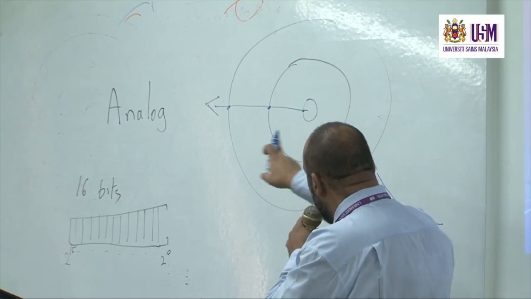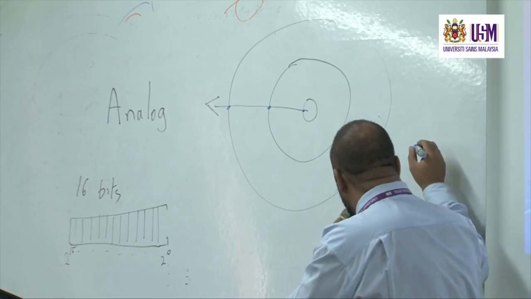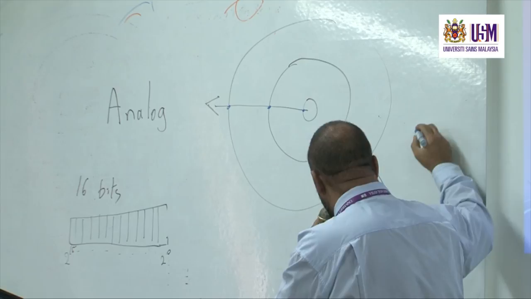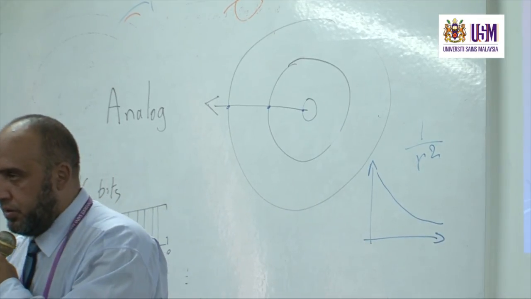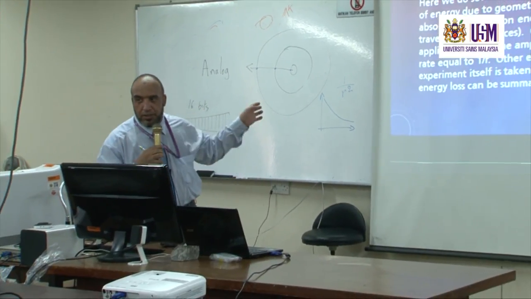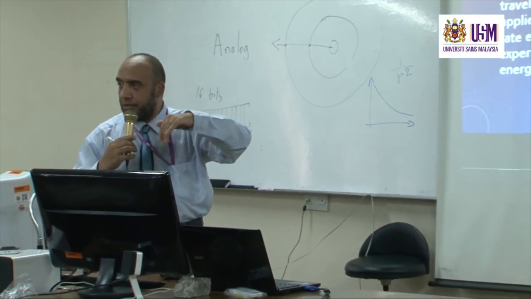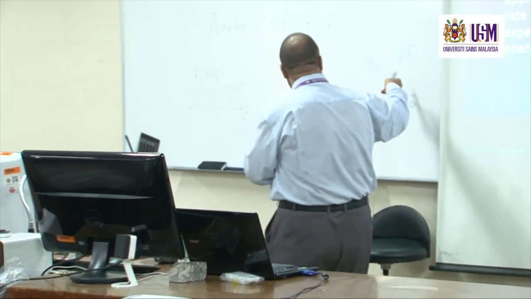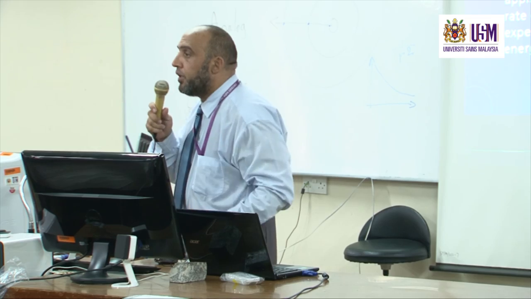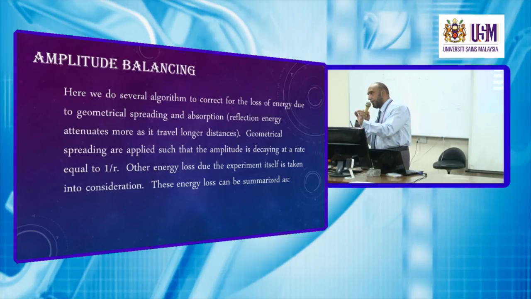which means that the energy due to geometrical spreading generally attenuates by a factor of 1 divided by R squared. The amplitude, not the energy, is attenuated by a factor of 1 divided by R, but the energy density is by 1 divided by R squared. Of course, in the real world, the energy is absorbed, but now we assume we have no absorption, meaning that the energy is constant.